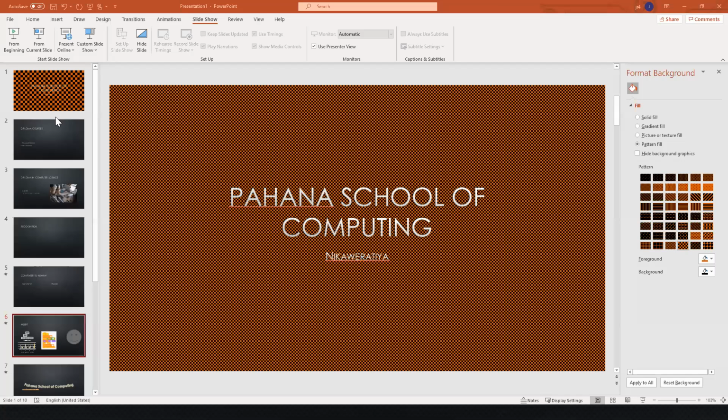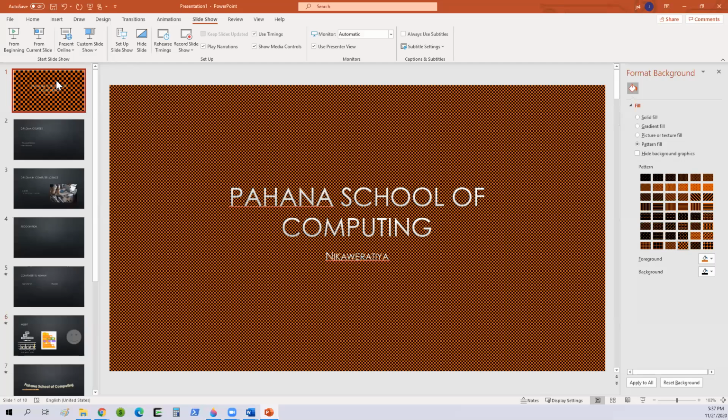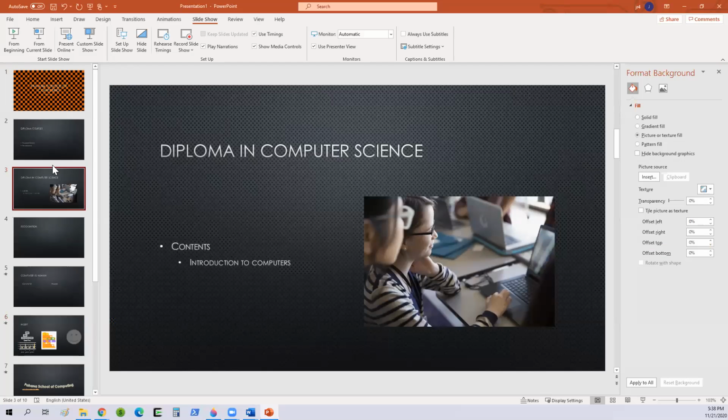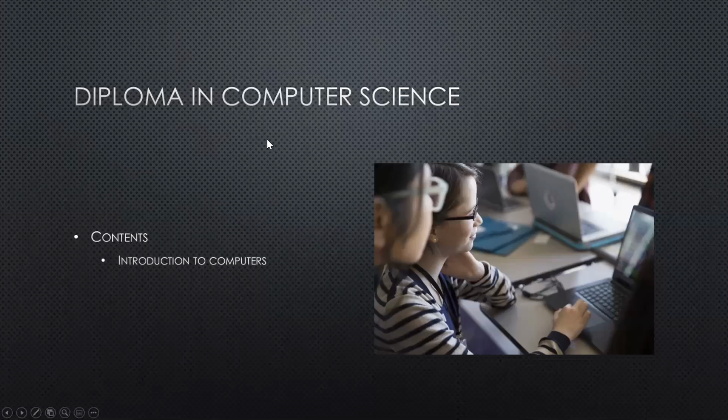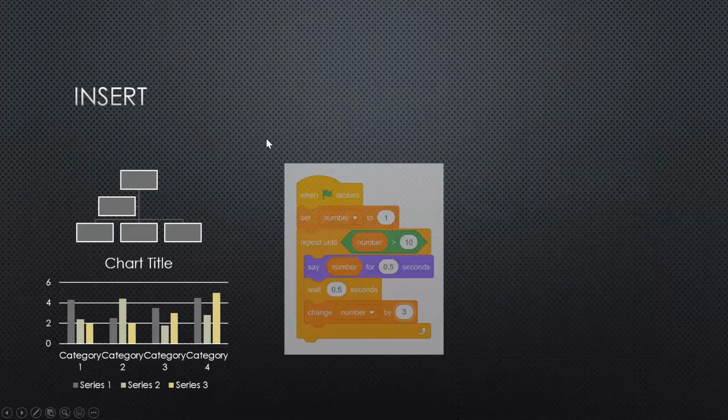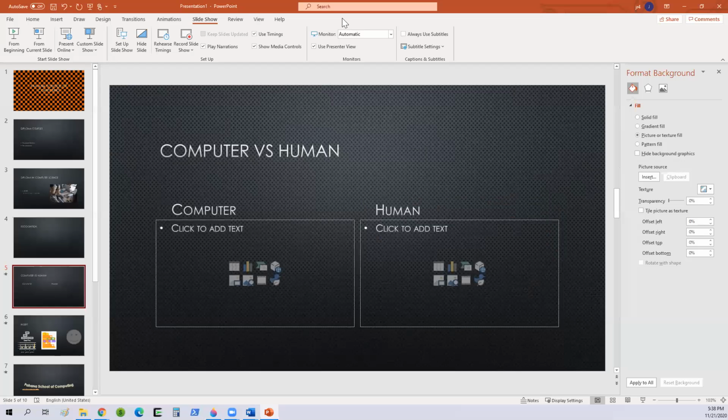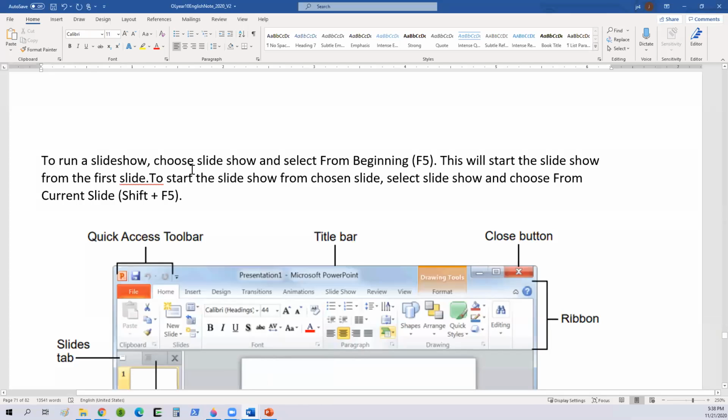Right. And then you can be in the third slide. For example, you can start from here, from current slide. Then the presentation starts at that point. Okay, so that's about the slideshow. What you need to remember is if you want to run from the first slide itself, you can choose slideshow from beginning, or select F5. If you want to start with the current slide, let's say you have 100 slides and you have to start with 20, then you have to use Shift and F5.